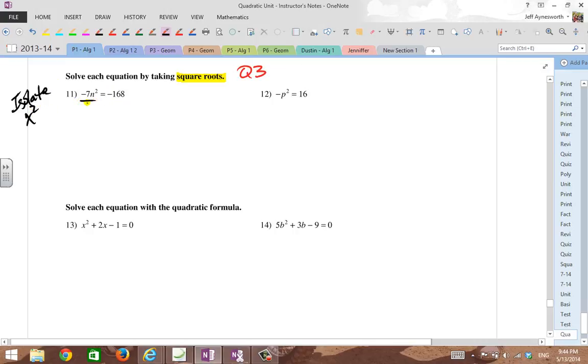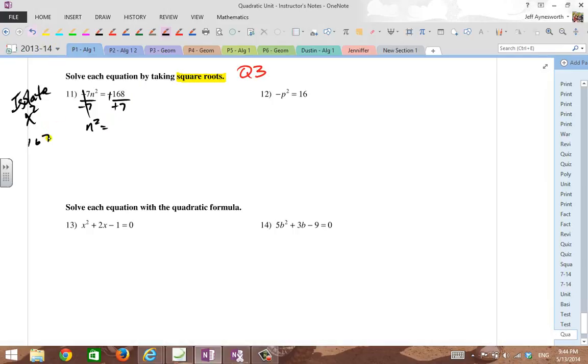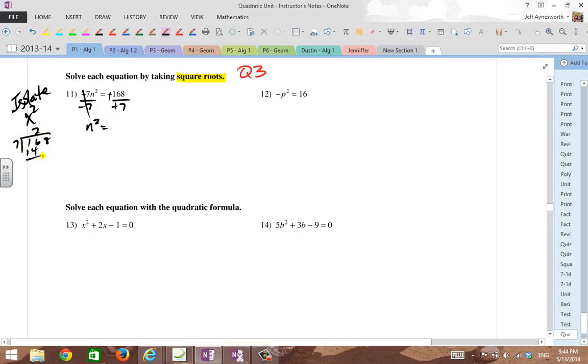Well, let's do that. Let's divide both sides by negative 7. Negative 7 divided by negative 7 is 1. Negative 168 divided by negative 7, the negatives cancel. Let's go off to the side. 168 divided by 7, well, it divides 2 times, remainder 2. 7 into 28 is 4, so it's 28.